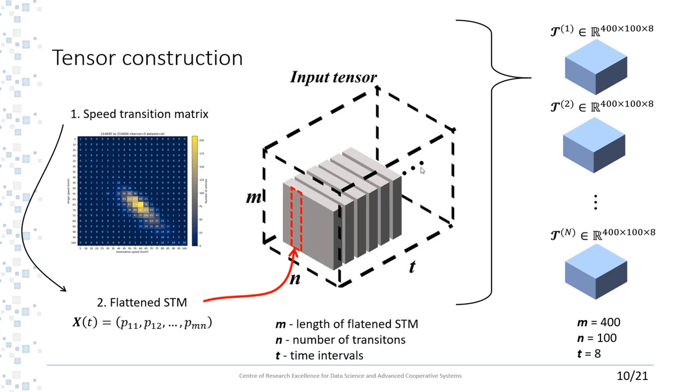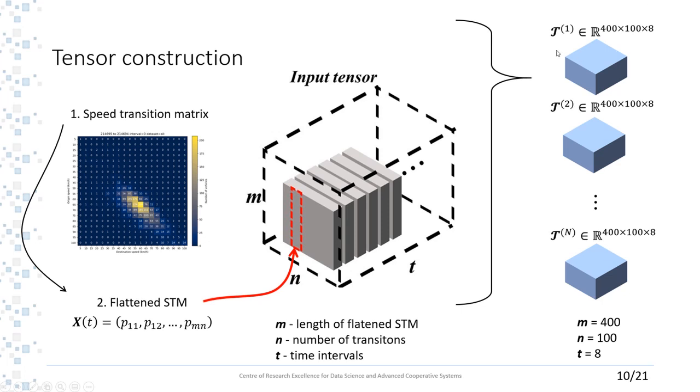Now we will explain how we constructed the tensors. So the first step was to extract the speed transition matrices. Then every matrix was flattened into a vector. Then those vectors are placed in one matrix with dimensions m times n. So m will represent the length of the flattened speed transition matrix. In our case, it will always be 400. And n will represent the number of transitions that are observed. T will represent the time intervals, so in our case 8.